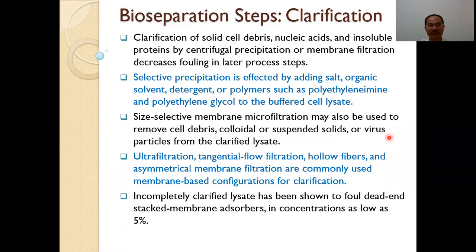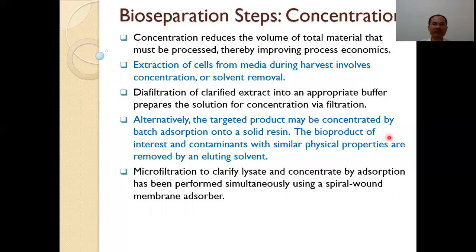For precipitation, you can affect it by adding salt, organic solvent, detergent or polymer. We will talk about this later in the precipitation process. We can also use membranes to separate solid from liquid, such as microfiltration or ultrafiltration, to separate the cell debris out of the liquid. And after extraction and clarification, you then have concentration.